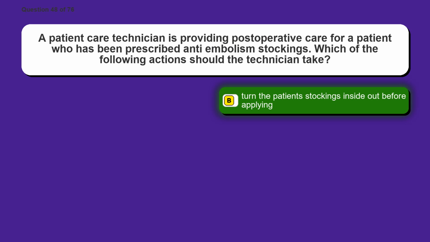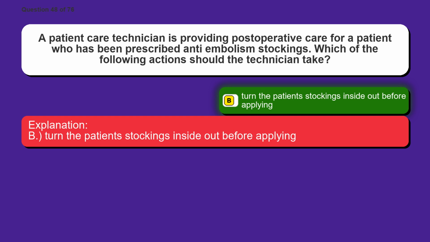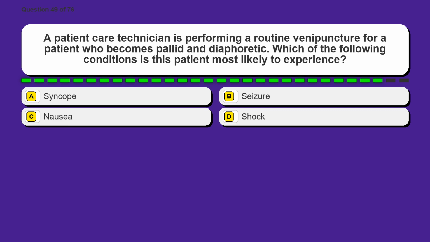The correct answer is option B, turn the patient's stockings inside out before applying. Question 49. A patient care technician is performing a routine venipuncture for a patient who becomes pallid and diaphoretic. Which of the following conditions is this patient most likely to experience?